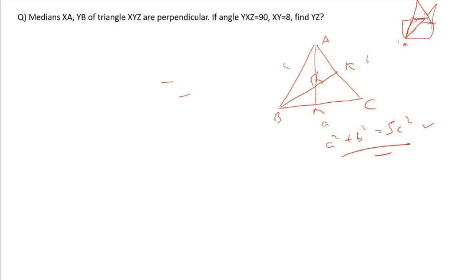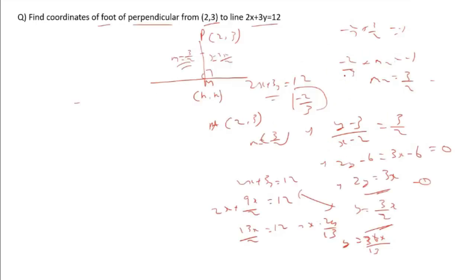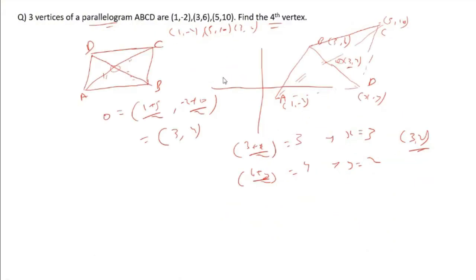Okay, so this was that, and we also covered one additional property of triangle, which is this one, a square plus b square is 5c square, for the perpendicular median scenario specifically. Next was coordinates of the foot of the perpendicular. You know this line, you know the slope of the perpendicular can be found out. You know one point, you know the slope. You can find the equation of this line, and the intersection point with the existing line would give you the foot of the perpendicular.